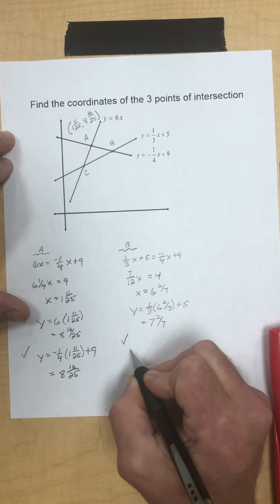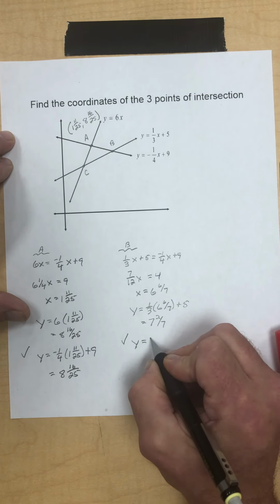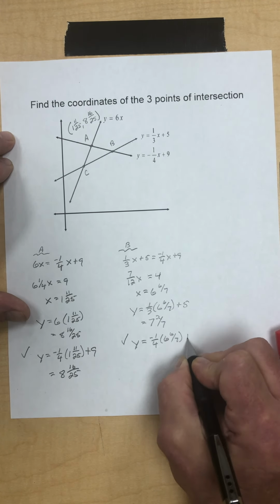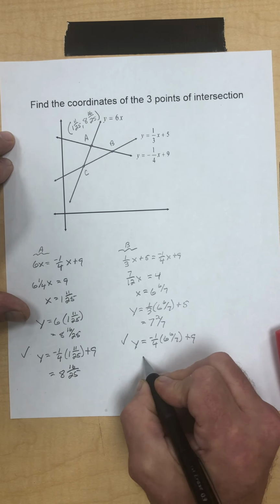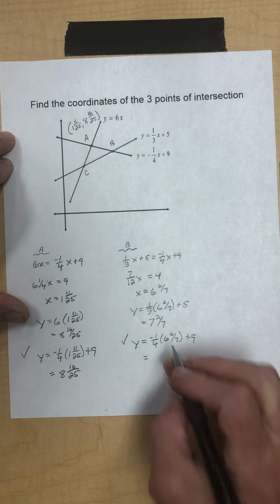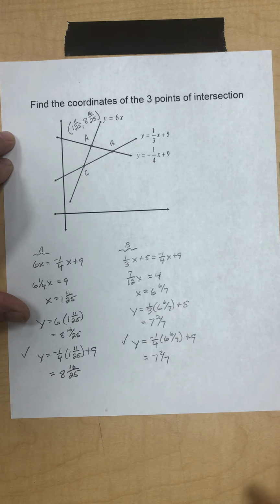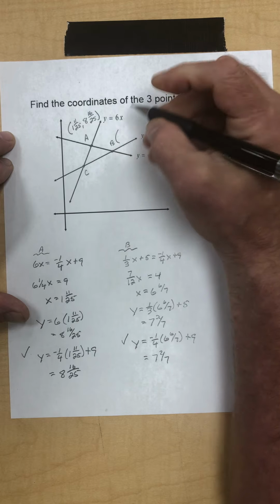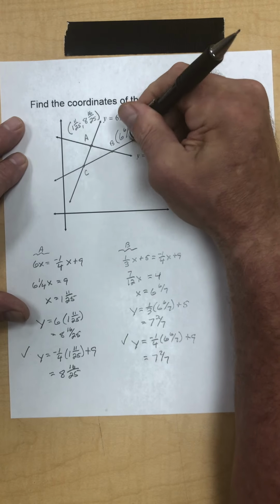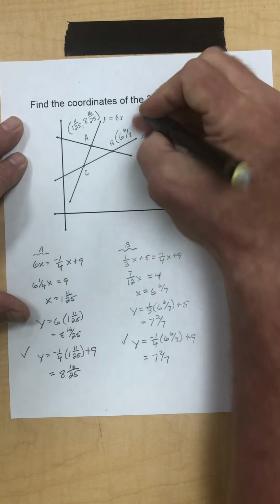And then I'm going to check with the other one to make sure I get the same thing. So negative 1/4 times 6 and 6/7 plus 9, and I better end up with 7 and 2/7 or I've got a mistake. So let's see, negative 1/4 times 6 and 6/7, and then add 9, and I am getting 7 and 2/7. So I should feel good about it. So point B here, my x-coordinate is 6 and 6/7, and my y-coordinate is 7 and 2/7.